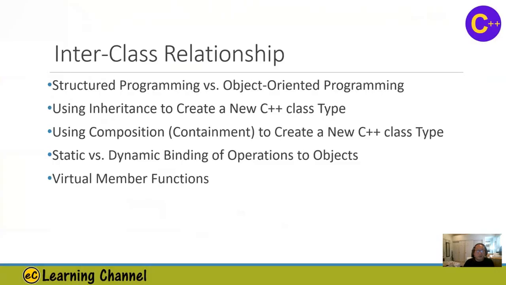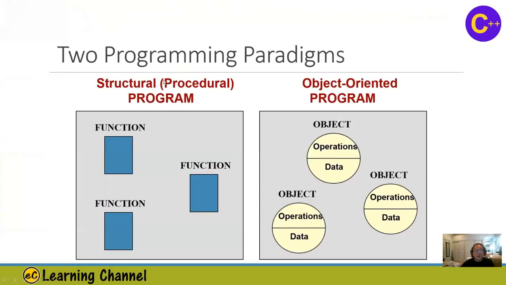Inter-class relationship, okay? We haven't started here. So now, inter-class relationship is more important. We have structural programming versus object-oriented programming. We need to think about inheritance to create C++ classes, okay? And then use composition, and then static and dynamic functions, virtual functions. So these are the different inter-class relationships. In structural programming, you don't have objects. Now in object-oriented, the object has the data and operations together.